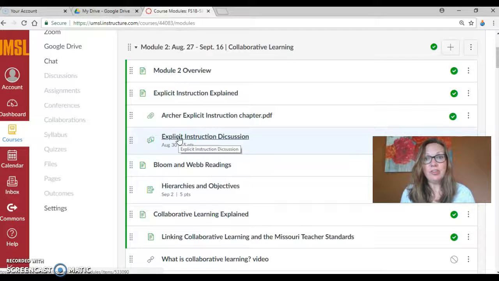In these discussion posts, you won't see me really commenting because, as I said, this is a space for you to construct knowledge with your peers. It's not about getting it right. It's about getting to an understanding. So it's a place for you to talk with each other and develop an understanding of the chapter.